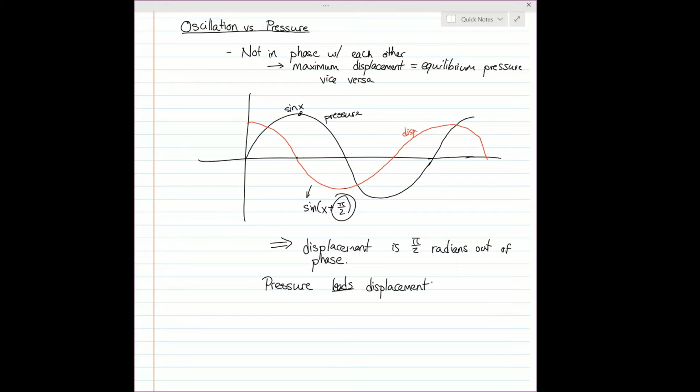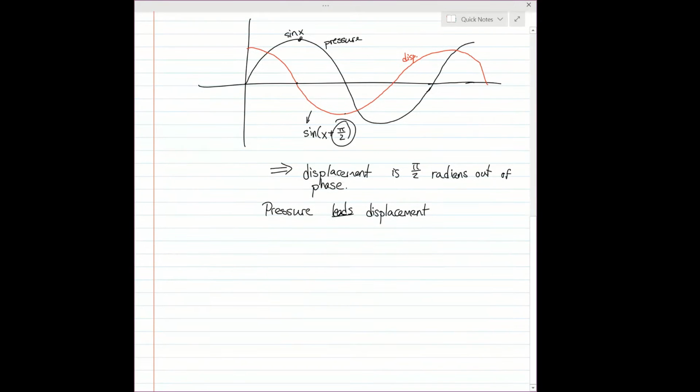Now, why does this happen? Well, think about what is causing the displacement to occur. We know that particles won't move unless a force acts on them, right? Fortunately, pressure is force over area. So it turns out that the restoring force that causes the displacement comes from the pressure difference.